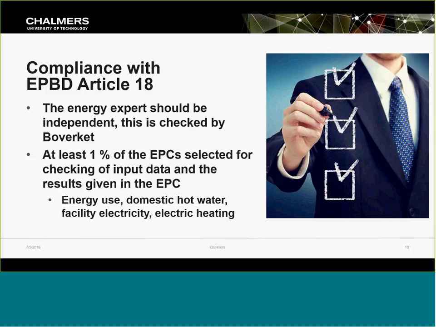And at least 1% of the EPCs are selected for checking every year. This is done by checking the energy use, how that corresponds to the energy use legislations, the domestic hot water distribution and distribution for facility electricity, and the number of electrically heated buildings and how they are presented in the database. This is also checked. And all this checking is done by Boverket, which is the Swedish National Board of Housing, Building and Planning.